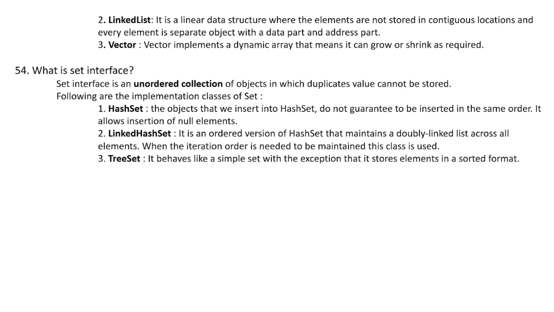2. LinkedHashSet. It is an ordered version of HashSet that maintains a doubly linked list across all elements. When the iteration order needs to be maintained, this class is used. 3. TreeSet. It behaves like a simple set with the exception that it stores elements in a sorted format.